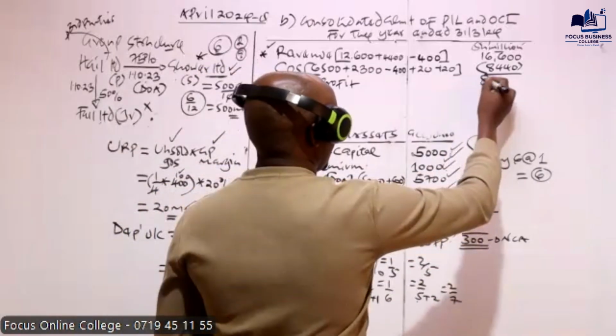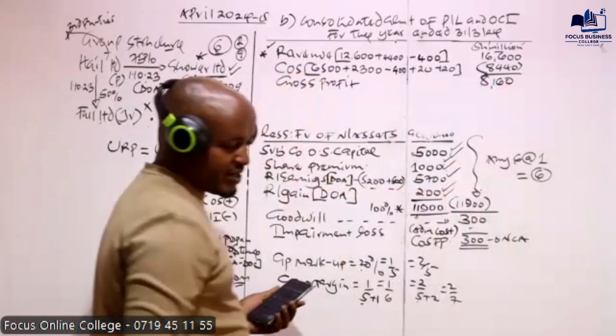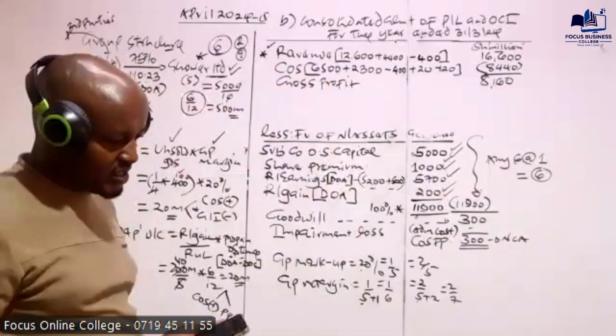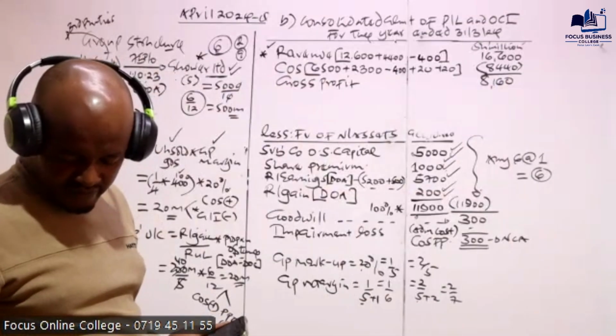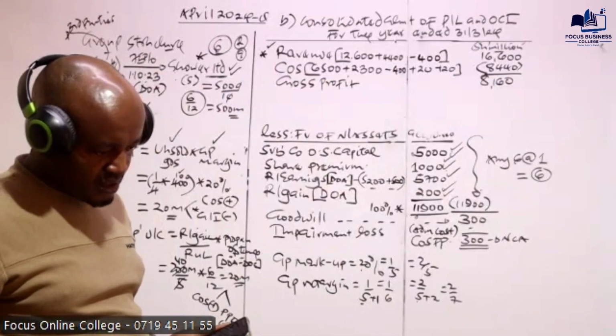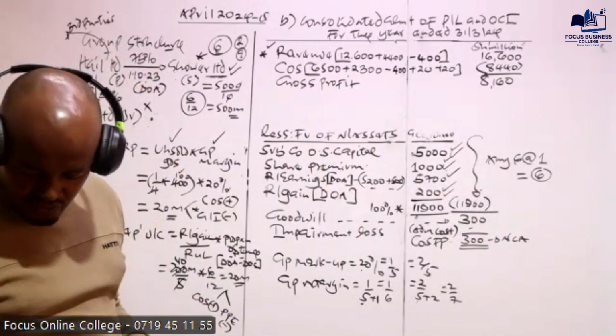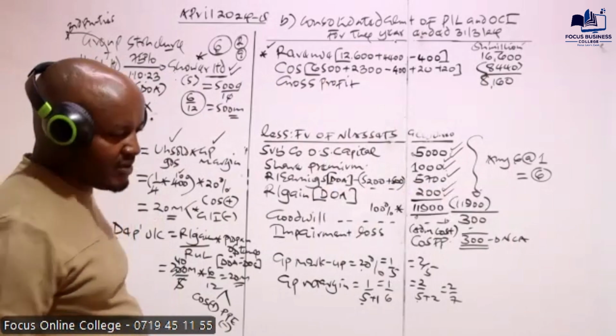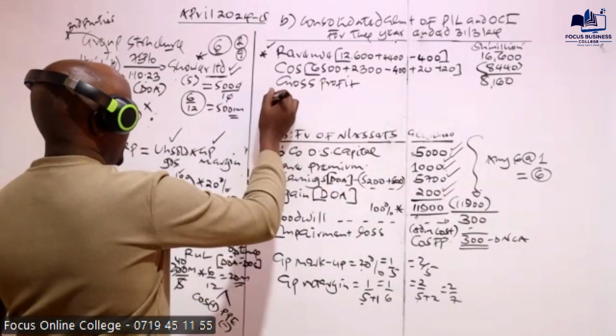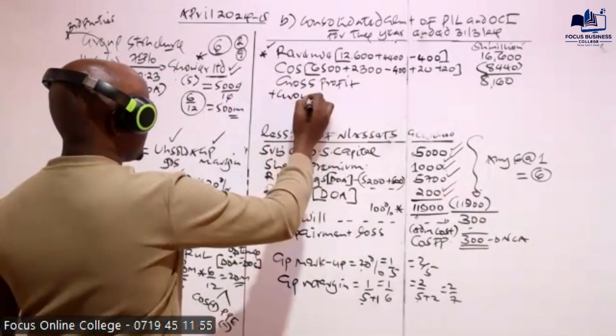The gross profit will be 81 what? 81 60. Is that what you're getting? The gross profit. Yes. Now, before we proceed to less the other expenses, here we can consider the group share.